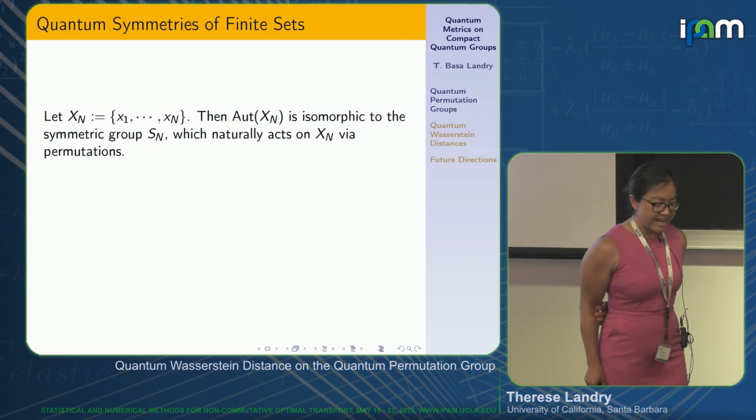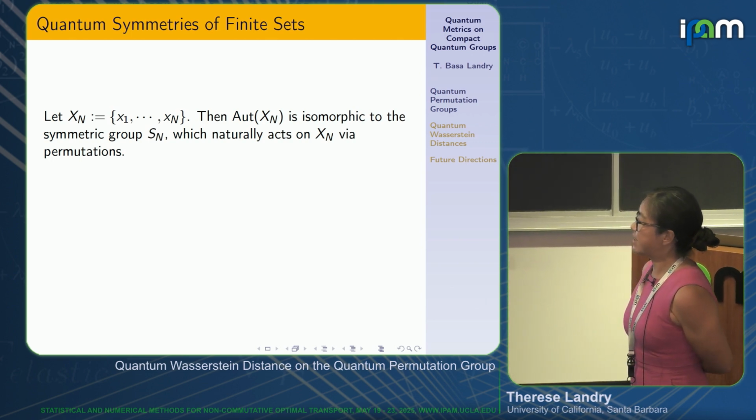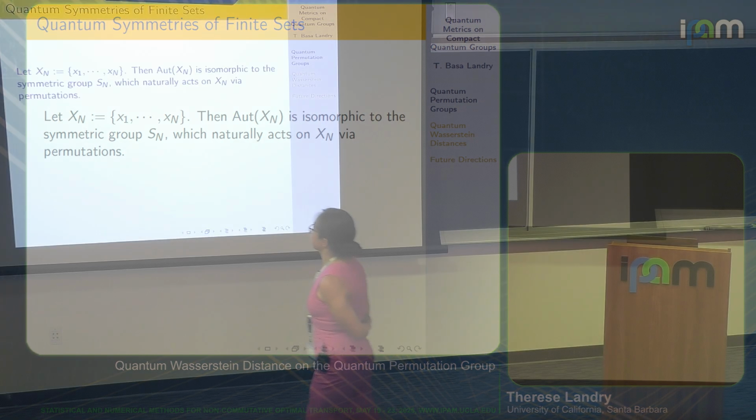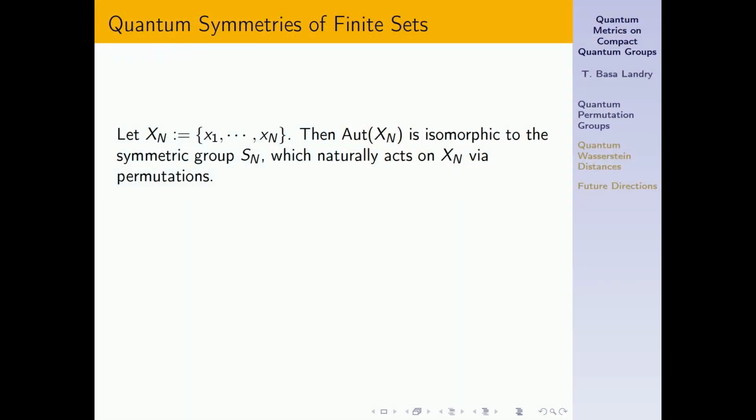So this brings me to how does one motivate the notion of quantum symmetries for a finite set? If I take a finite set, then the group of automorphisms is isomorphic to the symmetric group, and that naturally acts on this finite point set via permutations. And so the natural way to associate a C-star algebra to this is to take the projections.